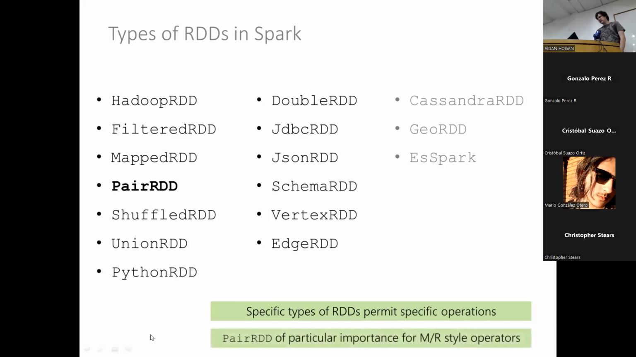The one we're most interested in today is the pair RDD. This is the basis of a lot of MapReduce style programming. We can implement a lot of functionality using pair RDDs already. So the pair RDD is important for MapReduce style operators.